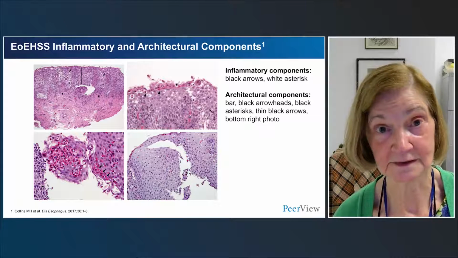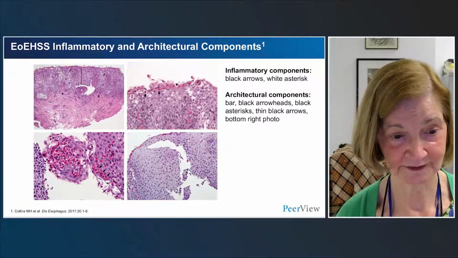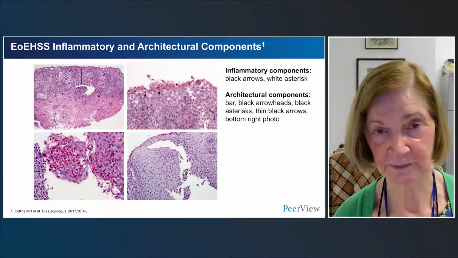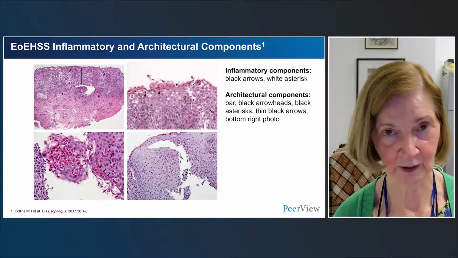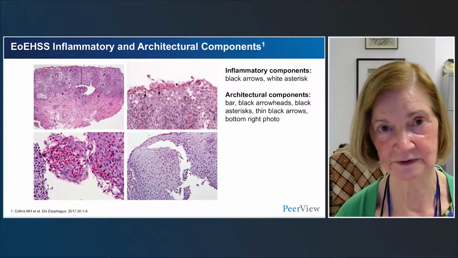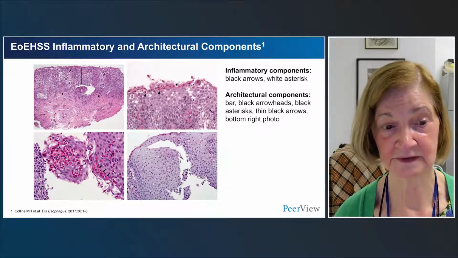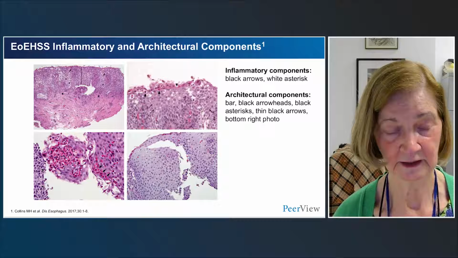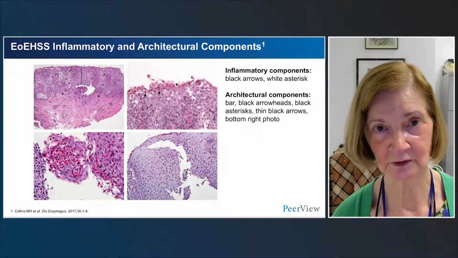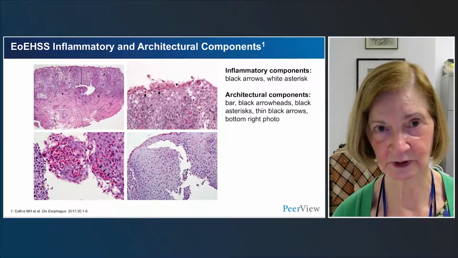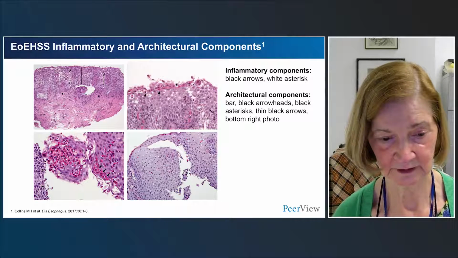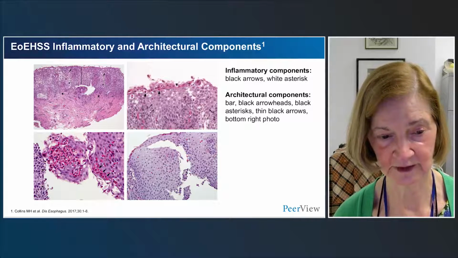And here it is, and here are the abnormalities. In the lower left panel, there's a high power view of eosinophils. They're not difficult to recognize in biopsies and tissue sections. They have a very distinct appearance. They have bright red granules in their cytoplasm, which you can see in the photograph there.